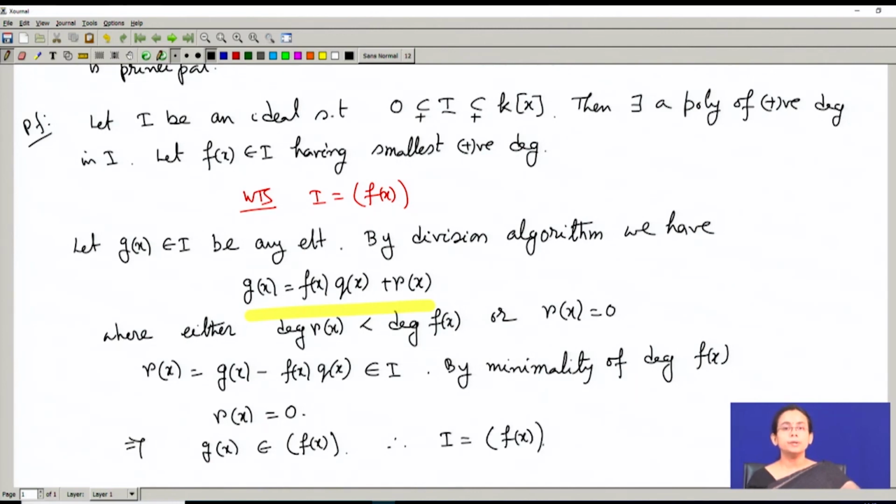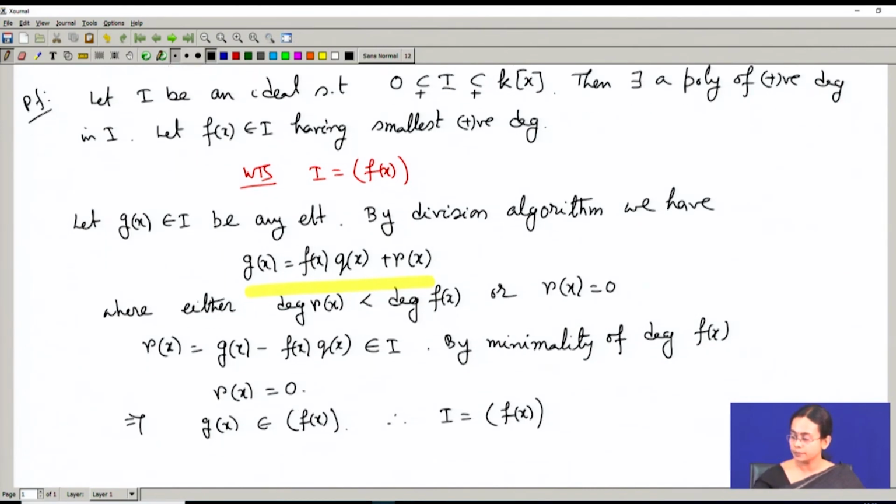So, with this I am able to show that every ideal in the polynomial ring over a field is generated by a single element. It is very important that this is true only in a polynomial ring over a field. But if I change this to a polynomial ring over any arbitrary ring, then it need not be true anymore. So, let me give you one example for that.